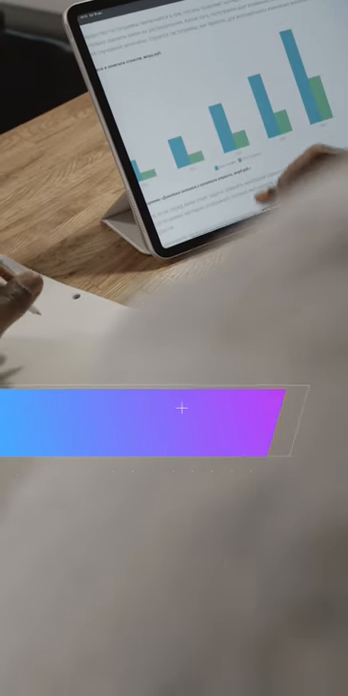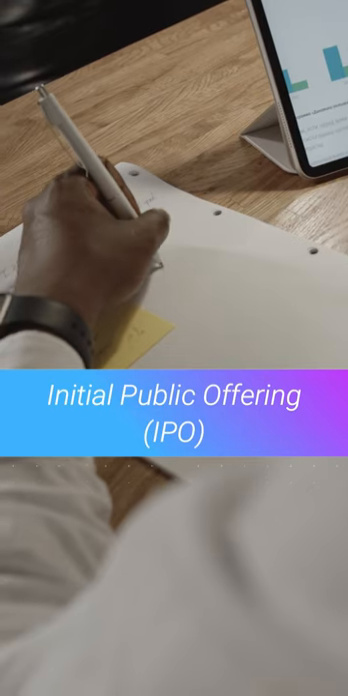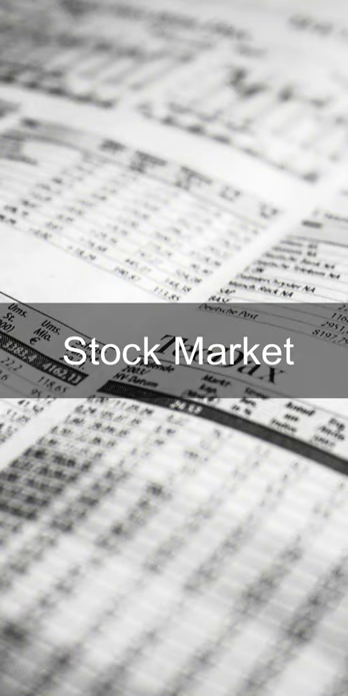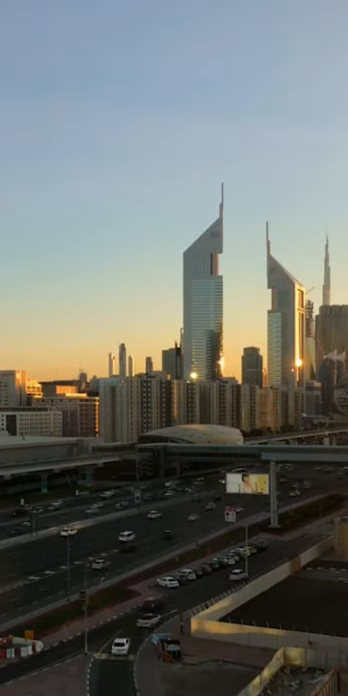An initial public offering, also known as IPO, refers to the process of offering shares of a private corporation to the general public in the stock market. It allows the company to raise money from public investors. Prior to an IPO, the company is considered private.